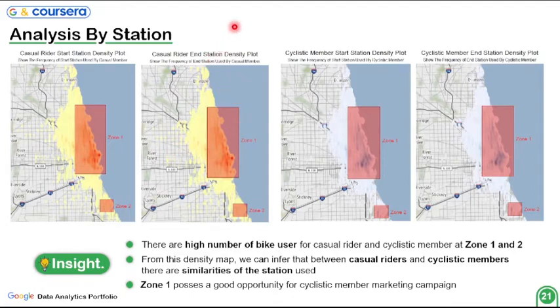Station analysis shows us that the activity of Cyclistic members and casual riders is concentrated in zone 1 and zone 2. So, there are similarities between the casual riders and Cyclistic members that could make the casual riders suitable to become Cyclistic members.